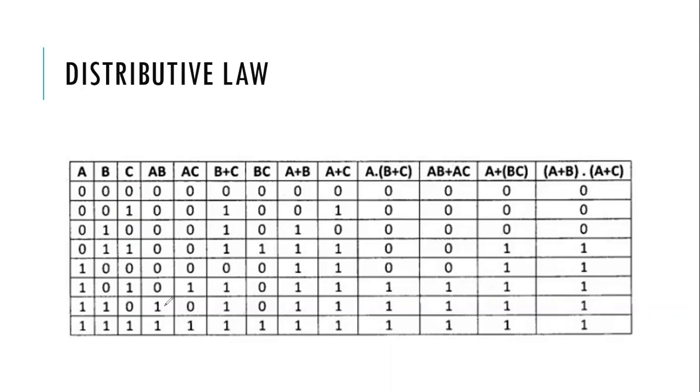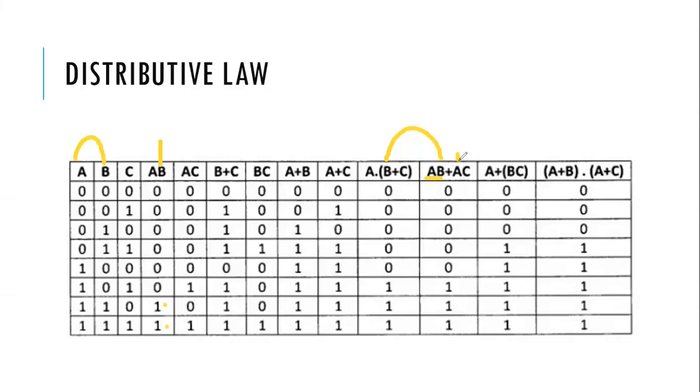Then after that, we need to have some of the expressions here. Now we want to show that these two are equal. In that case, we need to have the AB and AC. So we find the AB first, multiplication. That means these two columns should be multiplied together. Then 0 into 0, 0. 0 into 0, 0. 0 into 1, 0. 0 into 1, 0. 1 into 0, 0. 1 into 0, 0. 1 into 1, 1. 1 into 1, 1. That is AB.